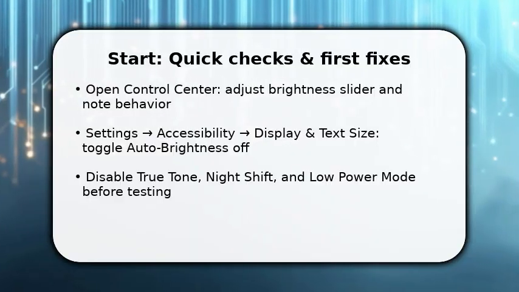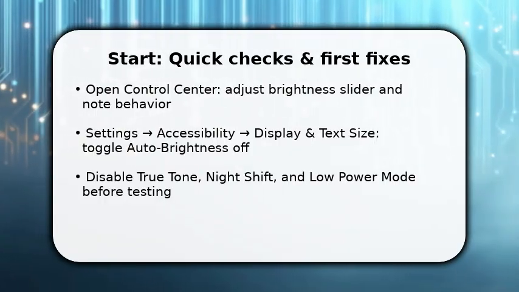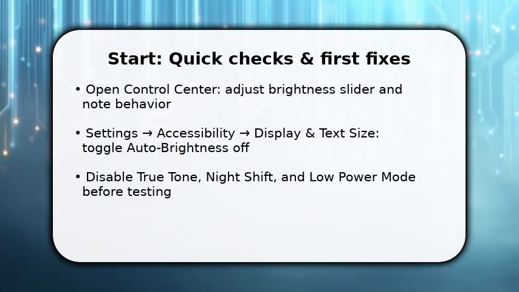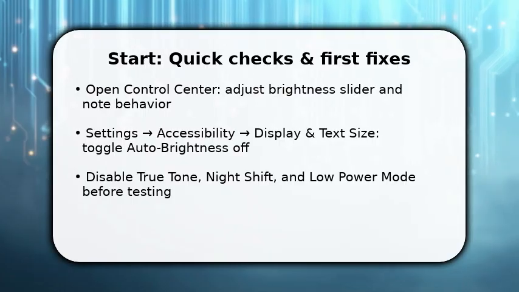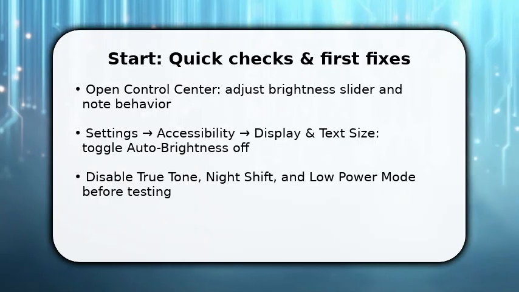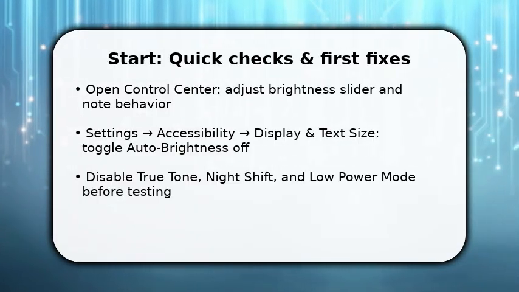You start by testing immediate controls so you don't chase the wrong cause. First, pull down Control Center and move the brightness slider to see immediate response. Next, go Settings, right arrow Accessibility, right arrow Display, and text size and turn Auto Brightness off. This forces manual control and reveals if the sensor is misbehaving.